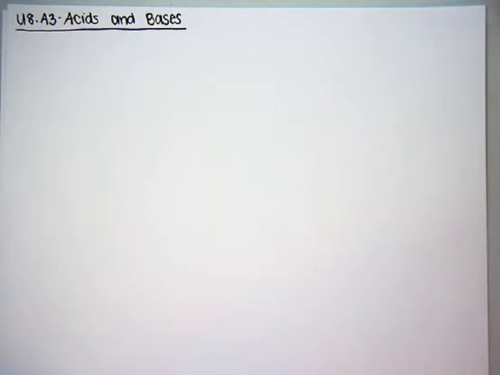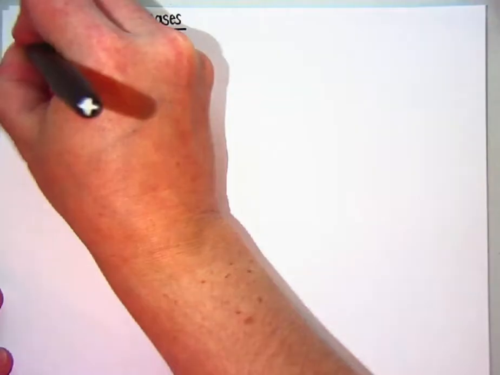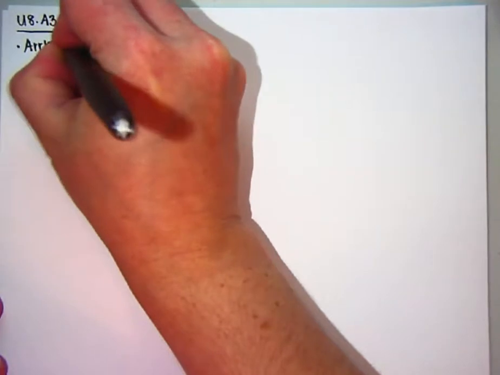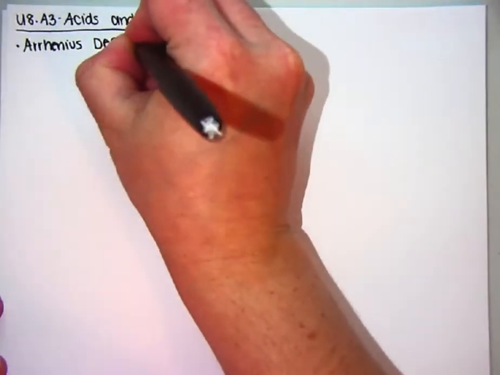In this video, we're going to start Unit 8 Acquisition 3, which is all about acids and bases. So today we're going to write down some definitions of acids and bases, and then you should be able to identify them. A definition that you should be familiar with is the Arrhenius definition of acids and bases.